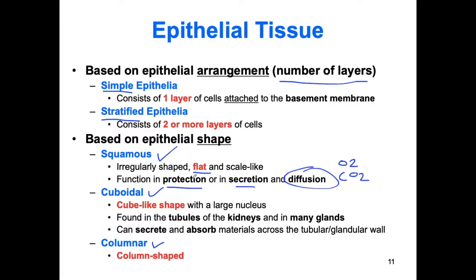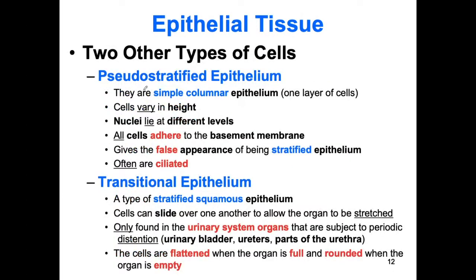When it's multiple layers of protection, we think of the skin. With the cuboidal cells, we think of the proximal convoluted tubules of the kidneys. And then also some glands, like some of the sweat glands are going to have stratified cuboidal. And then columnar, we're going to find those along the gastrointestinal tract and in the respiratory tract.